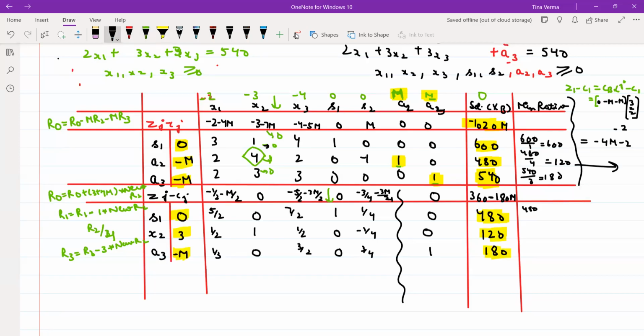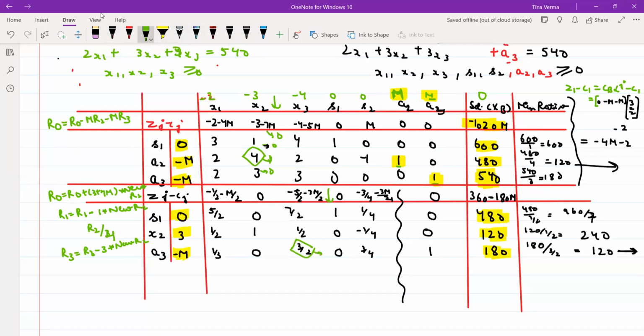So this is 480 divided by 7 by 2, that is your 960 by 7. And this is your 120 divided by half, so that is your 240. This is 180 divided by 3 by 2, that is your 120. So which is minimum? 120 is minimum. Still it is your minimum, right? So this is your pivot element.